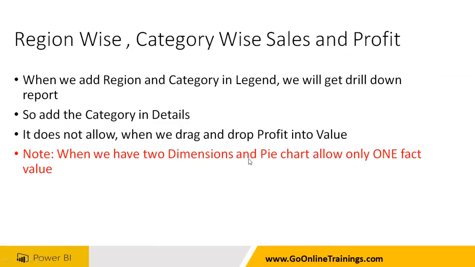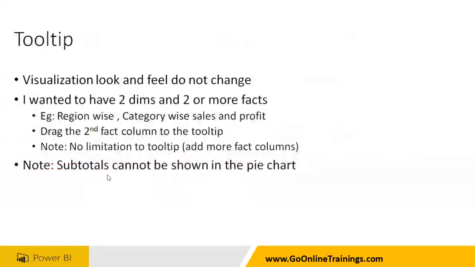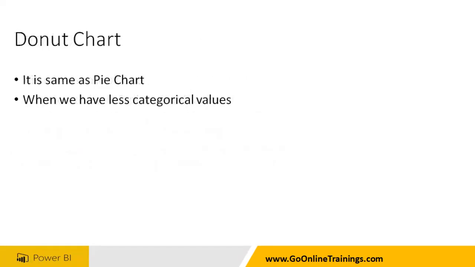Note, when we have two dimensions and the pie chart allows only one fact value, one more fact data can be allowed into the tooltip field. Clear? So tooltip means the visualization look and feel do not change. I wanted to have two dimensions, two or more facts, region-wise, category-wise, sales and profit. Drag the second fact column to the tooltip. There is no limitation to the tooltip and you can add more fact values. Subtotals cannot be shown in the pie chart. If you wanted to have the subtotals and everything, it cannot be shown in the pie chart. This is what is called a pie chart.